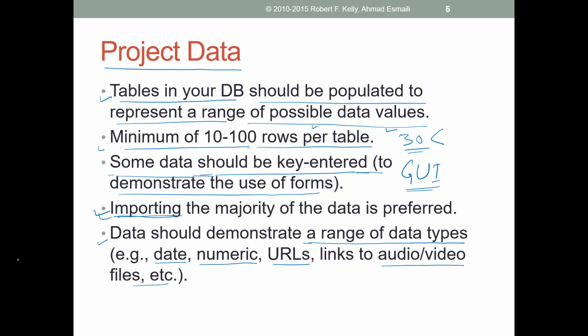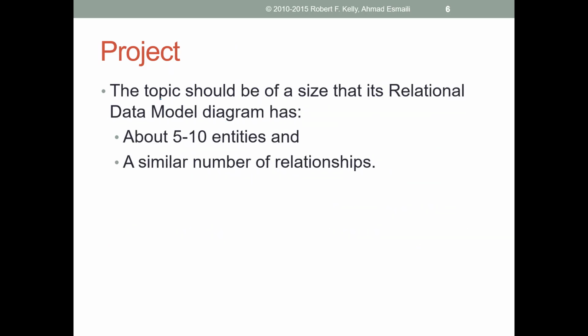Now the last bullet I already discussed in the context of the first bullet, which says that the data should demonstrate a range of data types like date, numeric, URL, links, etc. Now the topic should be of a size that its relational data model diagram, which we also call RDM, should have this requirement that you should at least have 5 to 10 entities and a similar number of relationships.